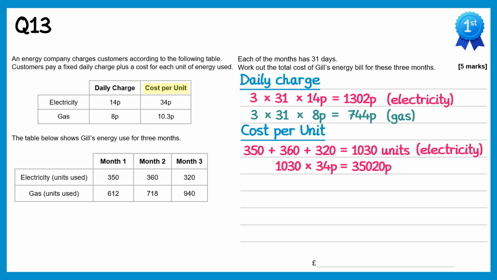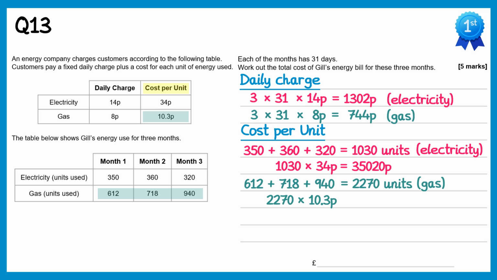We'll now do the same idea but for gas. So if we add up all of the units of gas that Jill used, we add up these numbers, which gets you 2,270 units, and that's for gas, and we'll multiply this by the cost of each of those units of gas, that's 10.3 pence, so 2,270 times 10.3 gives you 23,381 pence. So we've now worked out all of the charges in pence.